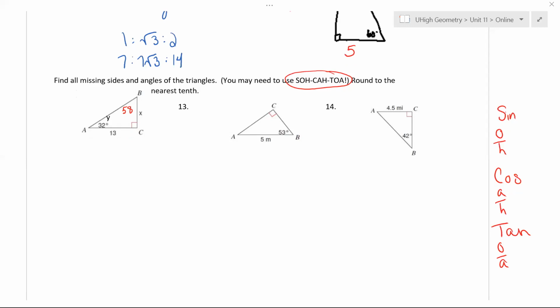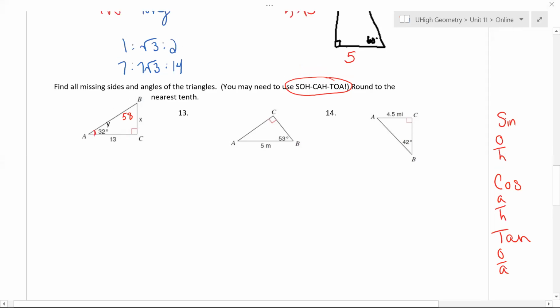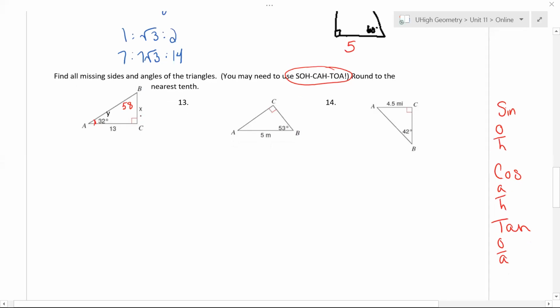And then I can use my trig functions to find X and Y. So if I want to look at angle A and I want to find X, I'm thinking X is my opposite, and so my hypotenuse is going to be side AB, and my adjacent is going to be my 13. So if I'm trying to solve for X, I need to use my opposite and my adjacent. So that's going to be my tangent. So the tangent of 32 equals opposite over adjacent.